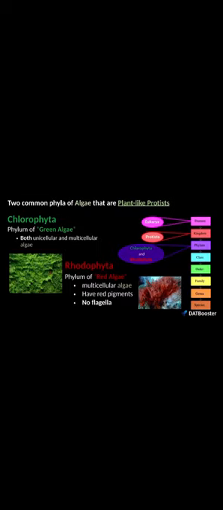We have two common phyla of algae that are plant-like protists. So here we are in the domain Eukarya, the kingdom is Protista, and now we are in phylum. The first phylum is Chlorophyta, which is sometimes referred to as the phylum of green algae. So remember, this algae found in this phylum is going to be a plant-like protist, and it can either be a uni or a multicellular type of algae here. The other phylum is Rhodophyta, and this is the phylum that people like to call the red algae. So this is all going to be multicellular algae that has red pigments to it, hence the name. And one unique thing about red algae is they do not have flagella.